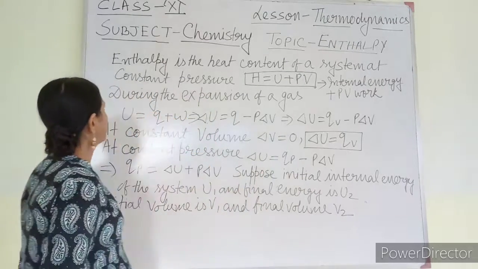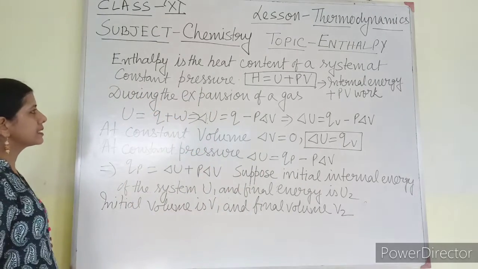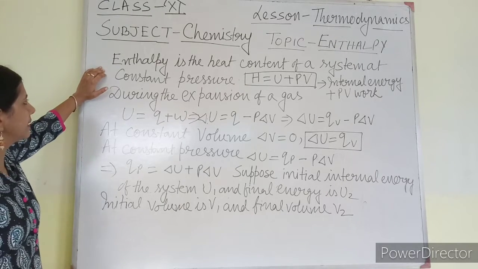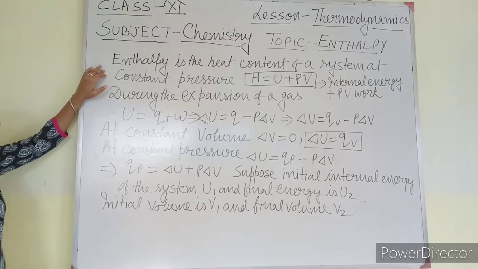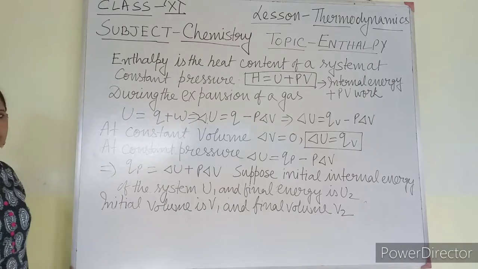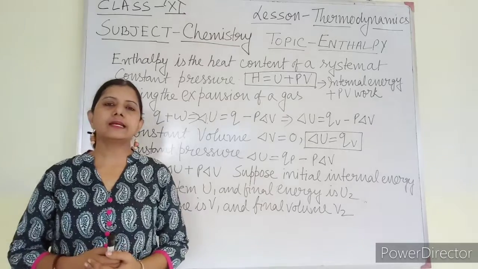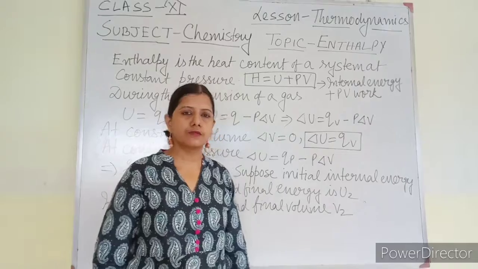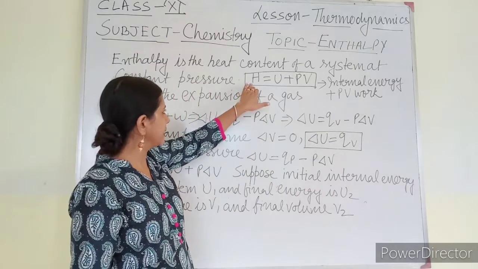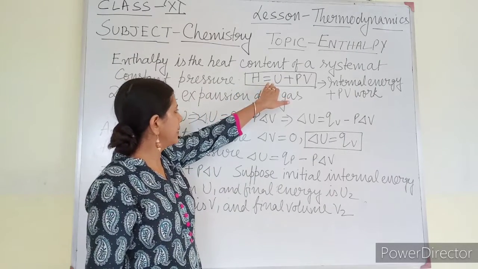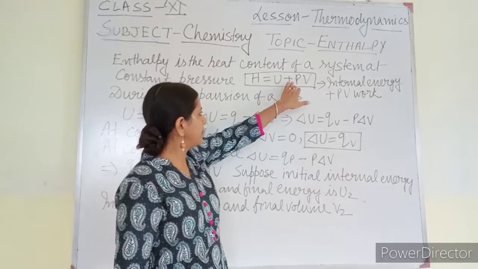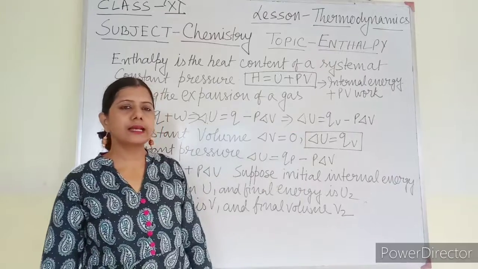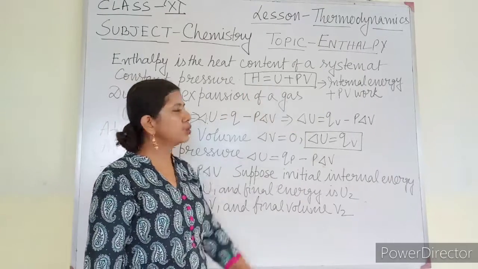So, what is enthalpy? Enthalpy is the heat content of a system at constant pressure. This is the definition for enthalpy. It can also have another definition, and mathematically enthalpy is written in this form, where H stands for enthalpy, U stands for internal energy, P for pressure and V for volume. So enthalpy mathematically can be written as H equal to U plus PV.